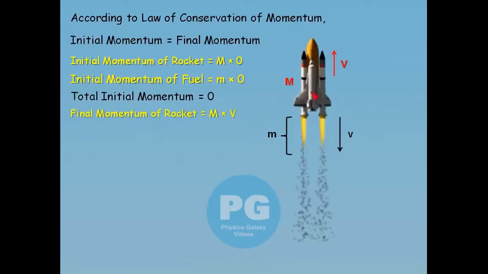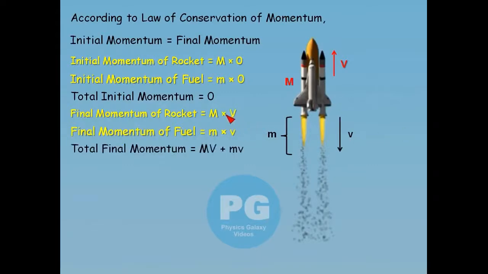Now, the final momentum of the rocket when the velocity V is acquired by the rocket is mass into final velocity of the rocket, that is capital M into capital V. The final momentum of the fuel, where the mass of fuel is small m and velocity is small v, is given as small mv. The total final momentum of the system is the sum of the final momentum of the rocket and the final momentum of the fuel, so the total final momentum is equal to capital MV plus small mv.